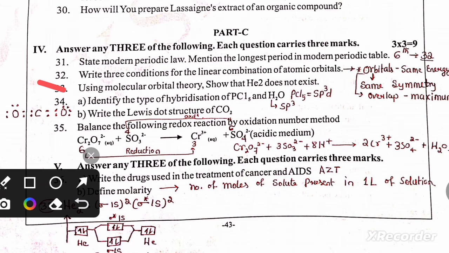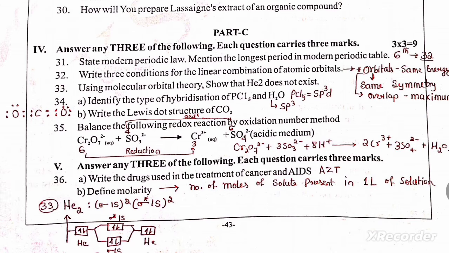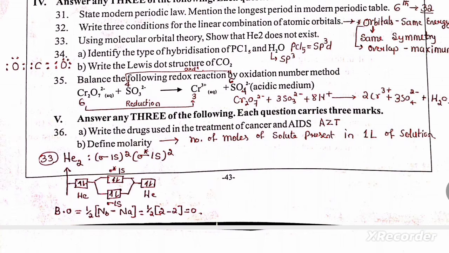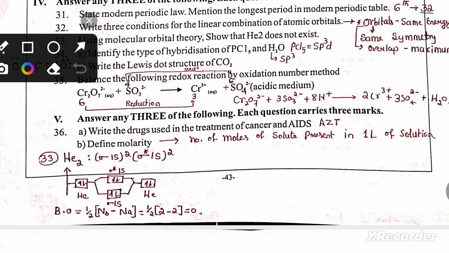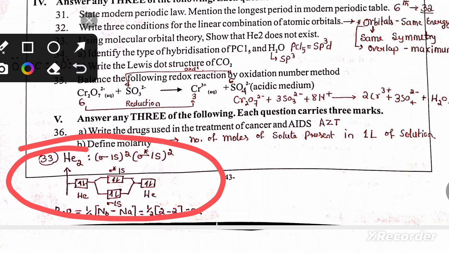Then using molecular orbital theory, show that helium does not exist. Helium is a noble gas. The helium molecule does not exist. As we can see, the helium molecule electronic configuration is sigma 1s2 sigma star 1s2.